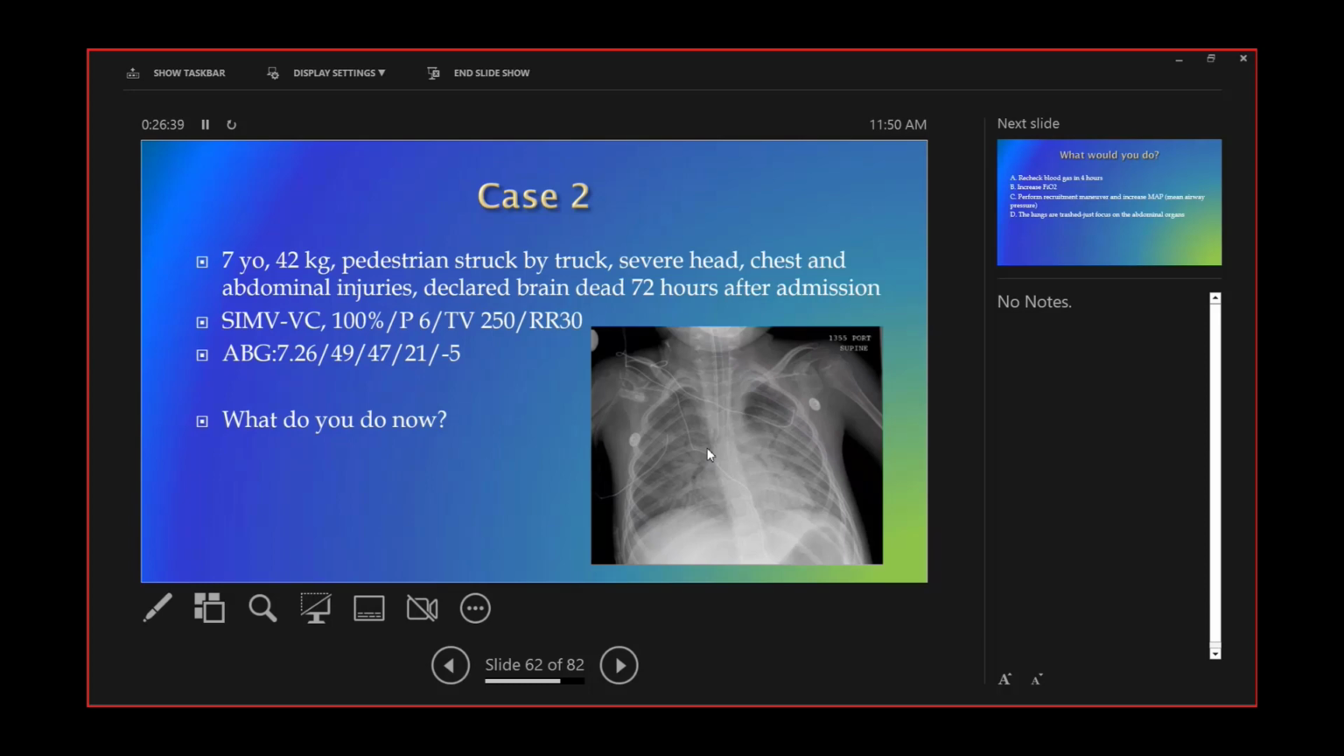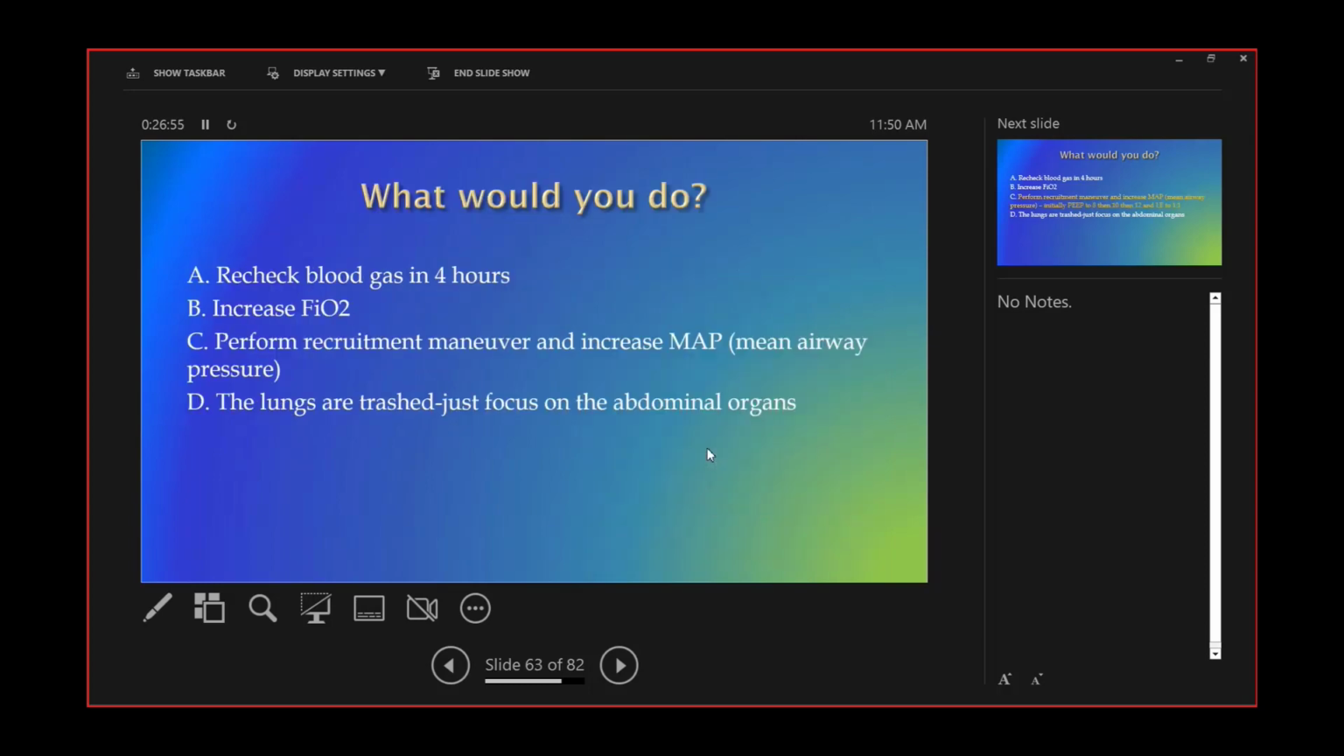The initial settings were SIMV-VC with 100% oxygen, PEEP of 6, tidal volume of 250, respiratory rate of 30, and with that had a PF ratio of 47 with a pH of 7.26 and a CO2 of 49. So what do you do now? You recheck your blood gas in 4 hours, you increase your FiO2, you perform recruitment maneuvers and increase your MAP, or the lungs are trash, just focus on the abdominals.